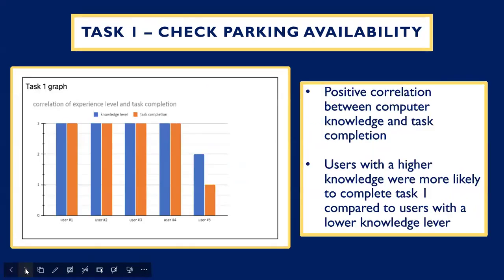So with the graph we see here, this is the data we got with the correlation of experience level and the task completion from our users. And we see that there is a positive correlation between computer knowledge and task completion, which could help on the app that we're developing. Users with higher knowledge were likely to complete task 1 compared to users with a lower knowledge level, with our older users.